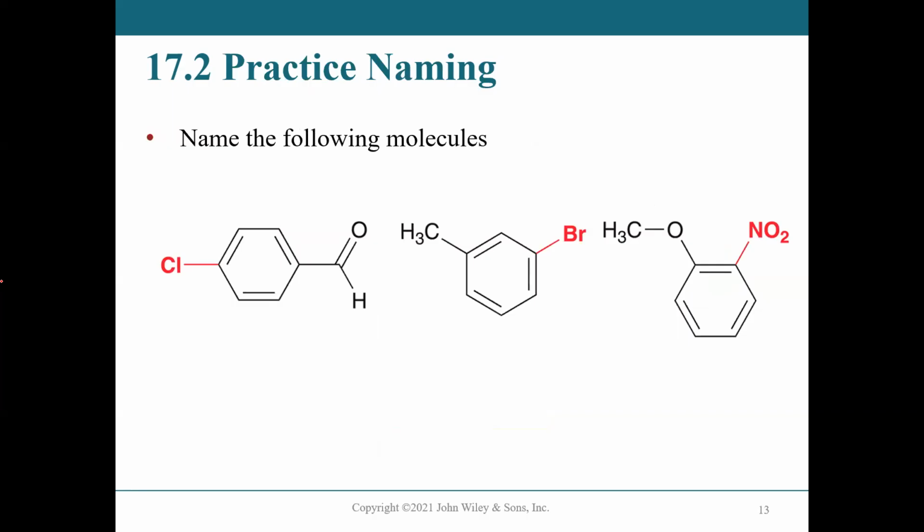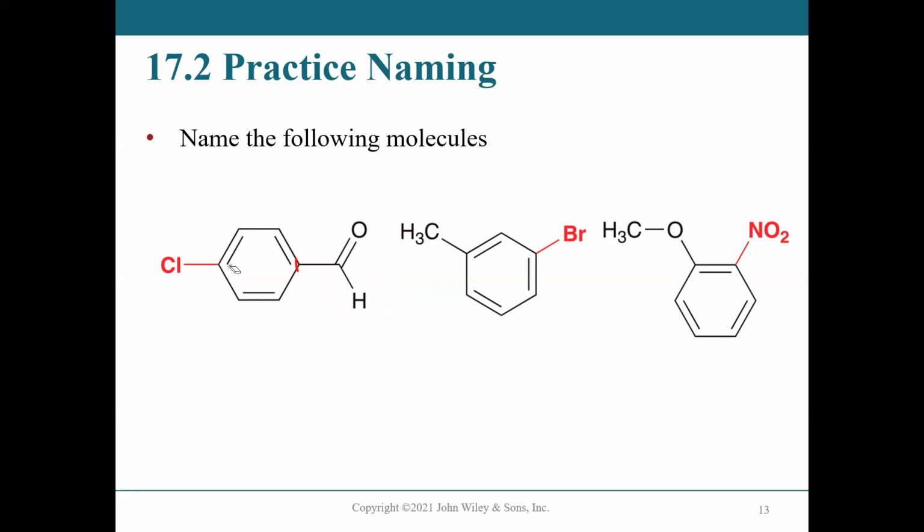So you can practice here. The first one, here's your aldehyde group. So this is going to be benzaldehyde. At the 1, 2, 3, 4 position, you have a chloro group. So it'd be 4-chlorobenzaldehyde.